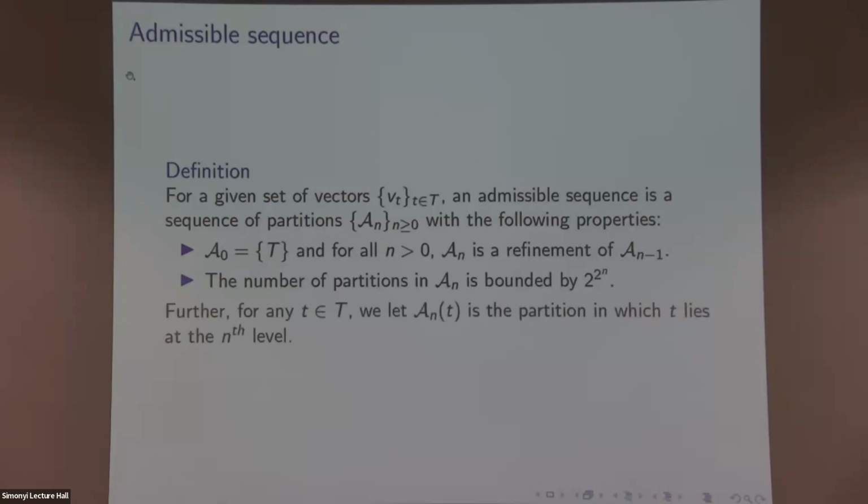And this is just the definition of an admissible sequence. Further, we're going to use the notation that if you choose any vector t, A_n(t) will denote the part at the nth level in which t lies. So if I choose any vector t, A_n(t) is the part in which t lies at the nth level partition.